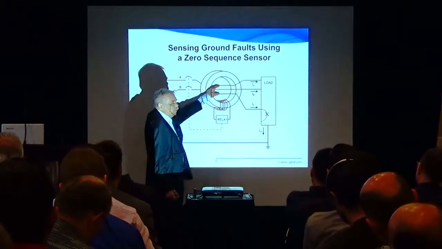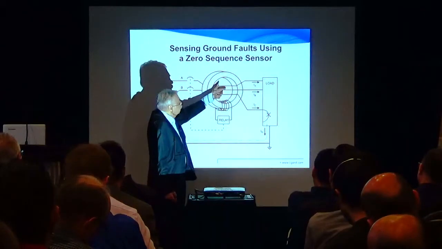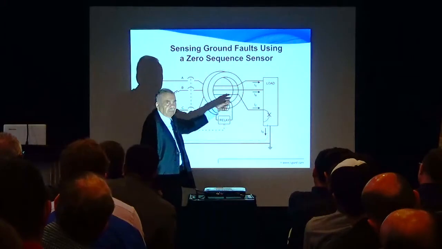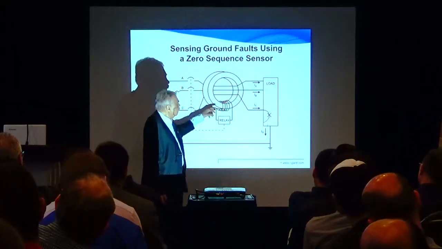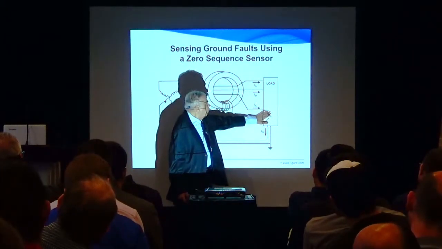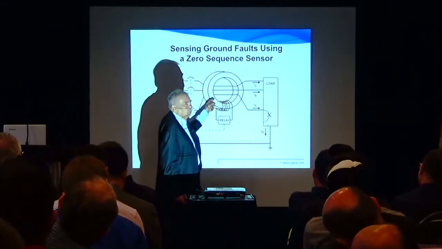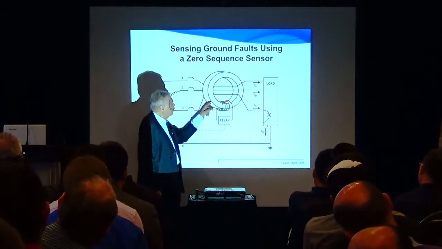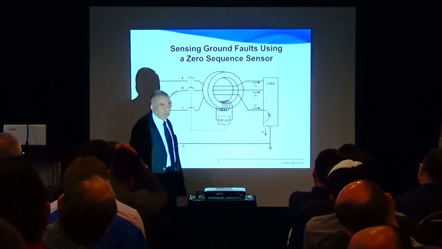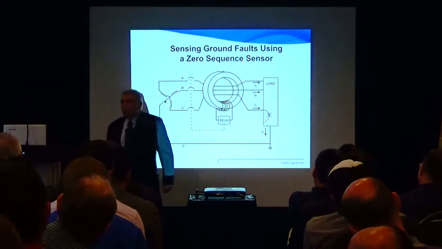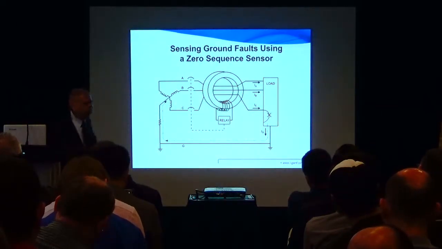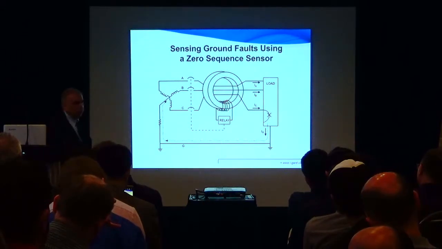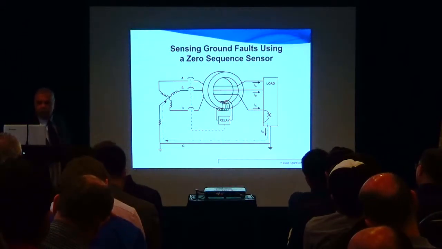All three phases pass through the window. Each individual phase creates a flux: the phase A flux, B flux, and C flux. They all add up, and the net result is zero. There is nothing flowing here, only the load current. The balance is zero flux in the core, so no output voltage. If something leaks to the ground, an unbalanced flux is created, which produces a voltage. Then that drives the relay. So our relay is looking at primary current based on the output, and that relay can be applied for alarms or trips or whatever you wish to do with it.